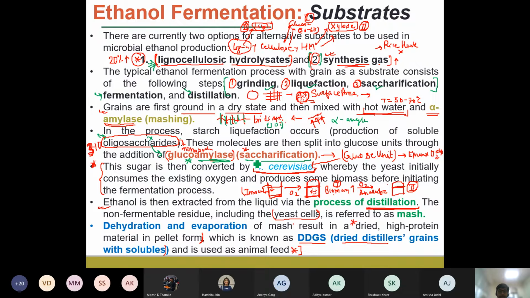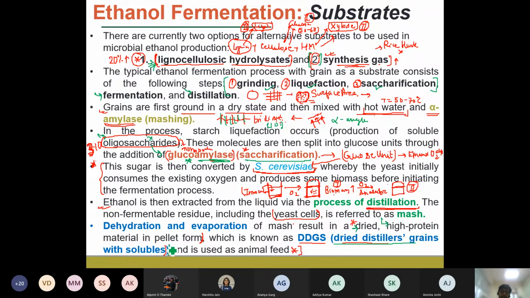This sugar is then converted by Saccharomyces cerevisiae, these glucose units, for the production of ethanol. After the production of ethanol using this agricultural biomass, we have some unfermented product that is present. It is generally dried and has been found to contain a high protein content, and this is what is known as dried distillers grains with solubles.